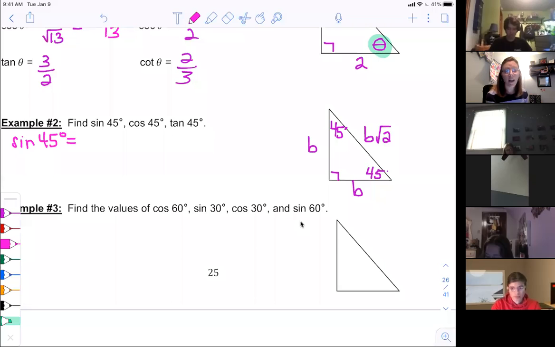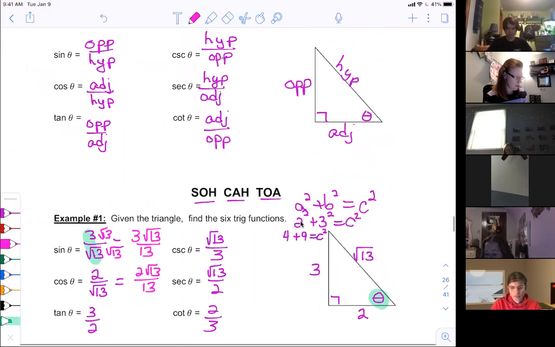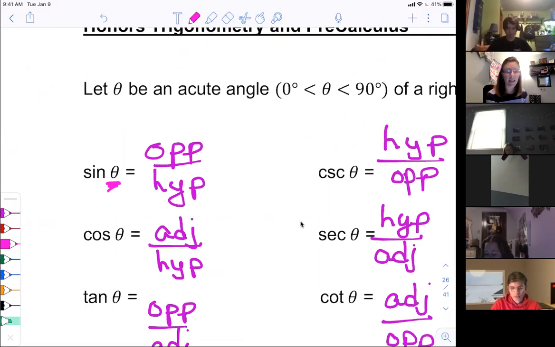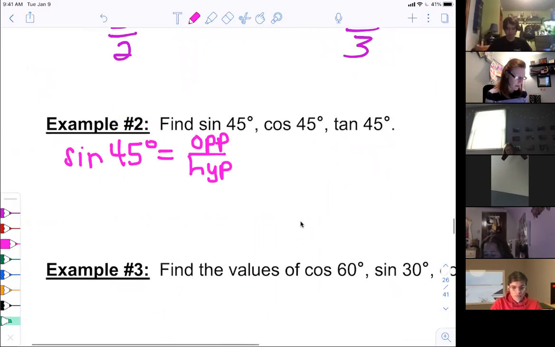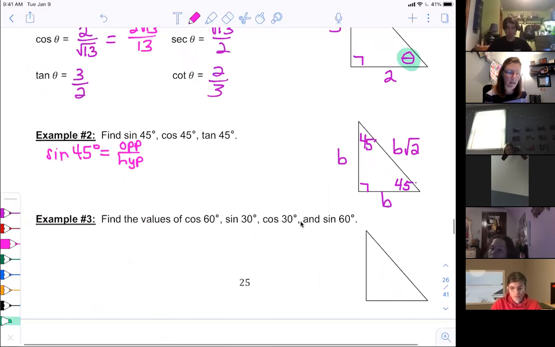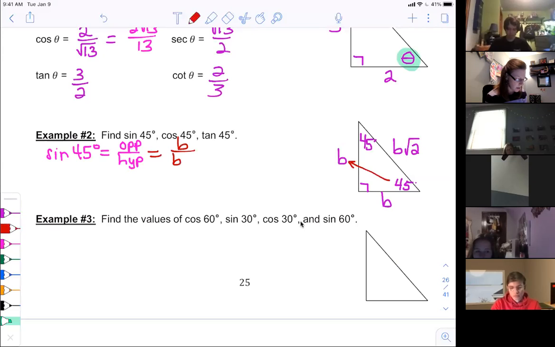Well, we know that the sine of any angle can be found by taking the opposite over the hypotenuse. That's what it says up above here. So the sine of theta, theta represents any angle, just like x represents any number. So I should be able to find the sine of 45 by taking the opposite over the hypotenuse. Well, my opposite side of 45 degrees is just b. I don't know what the actual number is, but I know that it is the value of b. And I know the hypotenuse is b square root of 2.